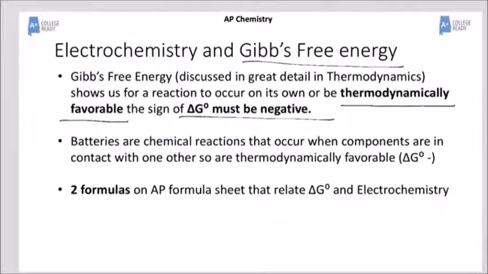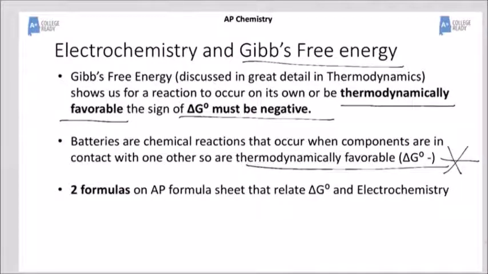Now, batteries, if they're connected properly in your calculator or cell phone, whatever, those are chemical reactions that occur on their own. So we say galvanic cells, which are batteries, are thermodynamically favorable. Okay, so again, this is hugely important. It'll be covered in lots of different contexts throughout the year.